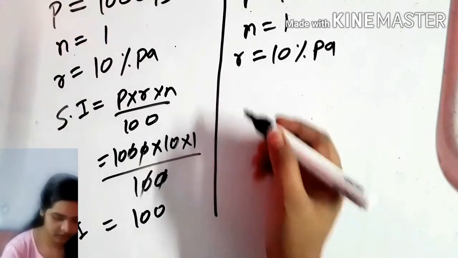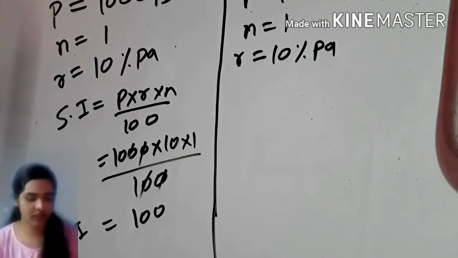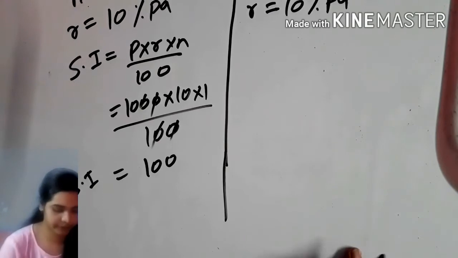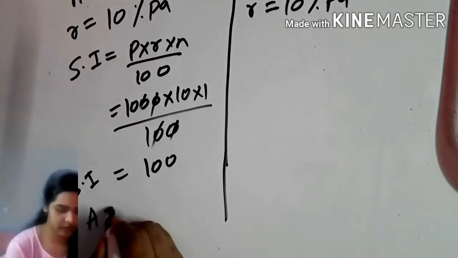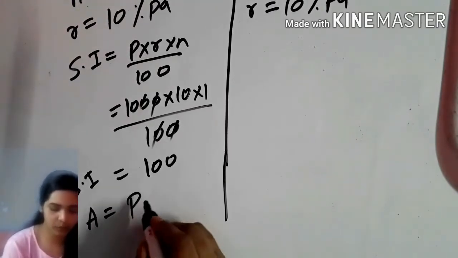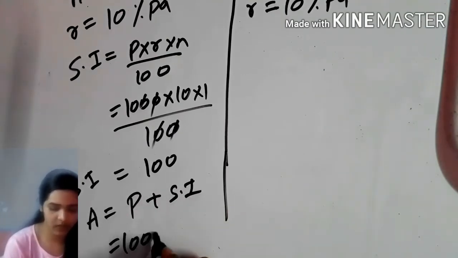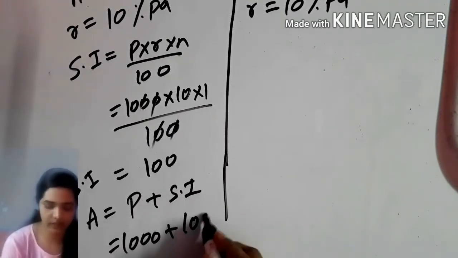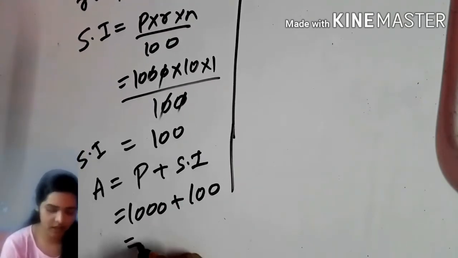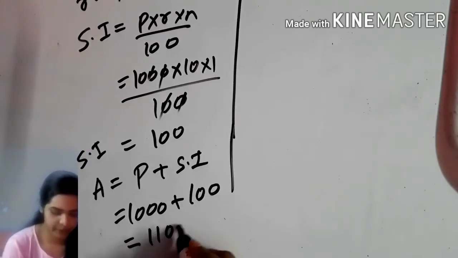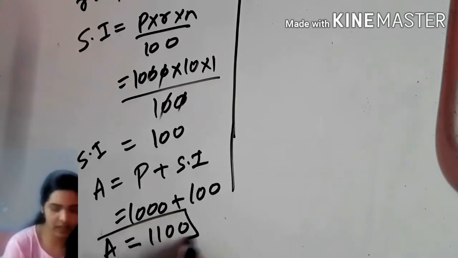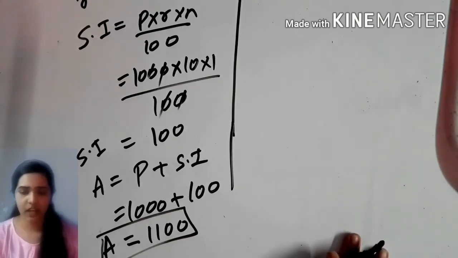Here, let's see what amount we are going to receive with SI. A is equal to principal plus SI. So principal is 1000 rupees plus SI is 100 rupees. So in total we are getting this as the amount. Okay.